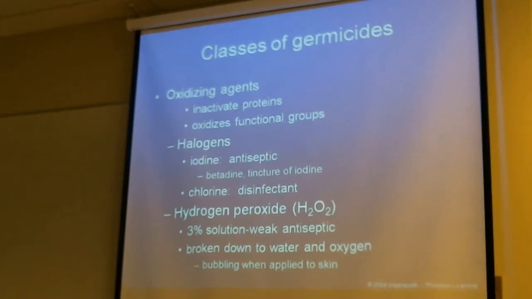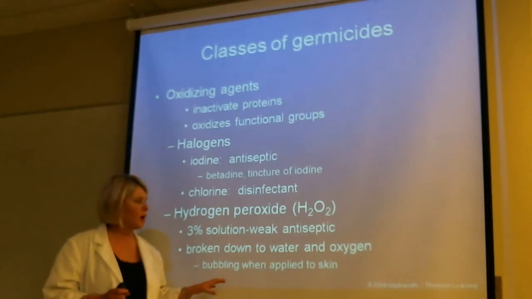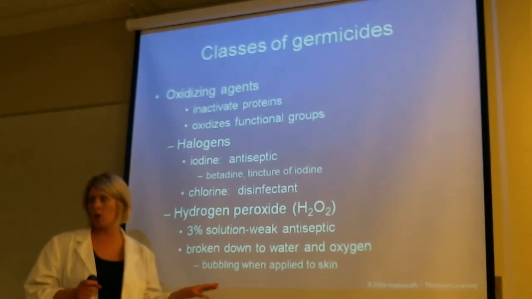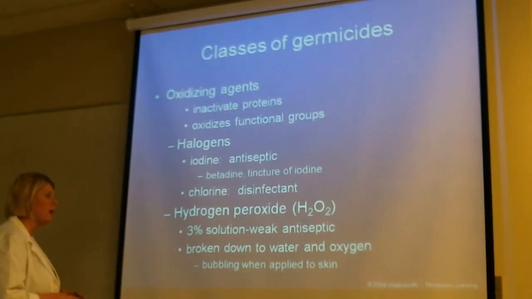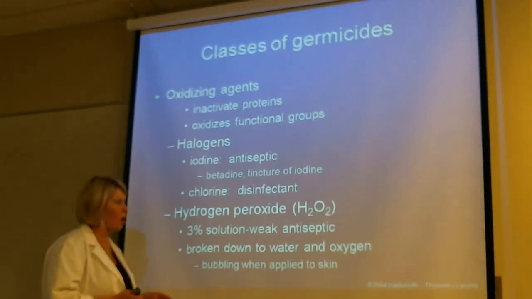Next one, oxidizing agents. Those that inactivate protein by oxidizing functional groups. Some examples here under the halogens of oxidizing agents would be iodine, which is an antiseptic, chlorine, which will be the disinfectant, and hydrogen peroxide also falls under oxidizing agents. And typically that is packaged in a very weak solution, so it is a weak antiseptic. And if you guys remember, I don't know if catalase, that enzyme has been brought up before, but catalase is an enzyme that staph produce that breaks that hydrogen peroxide down into water and oxygen.